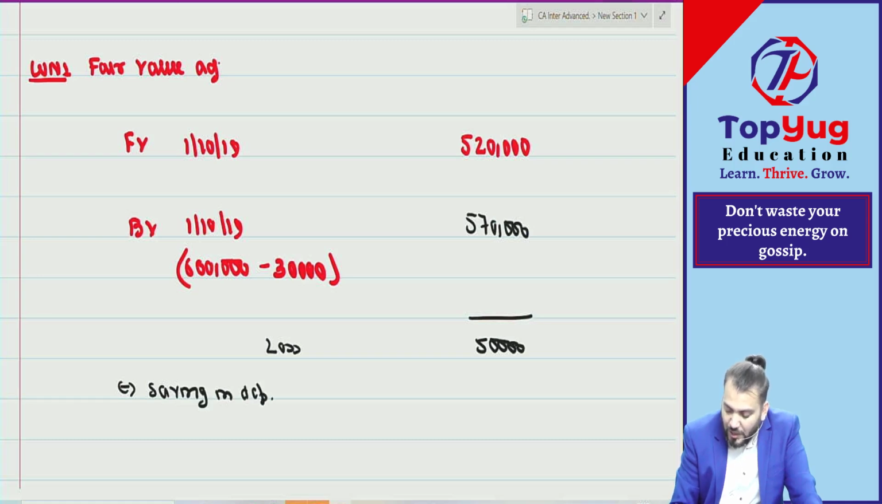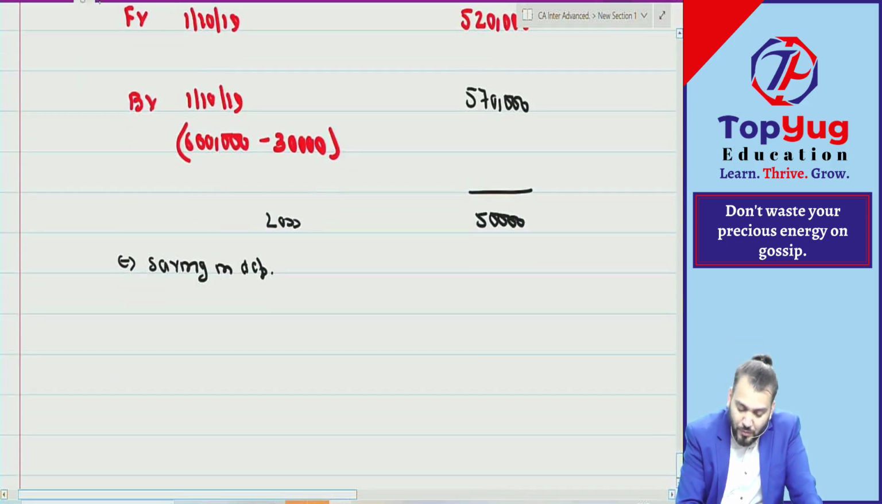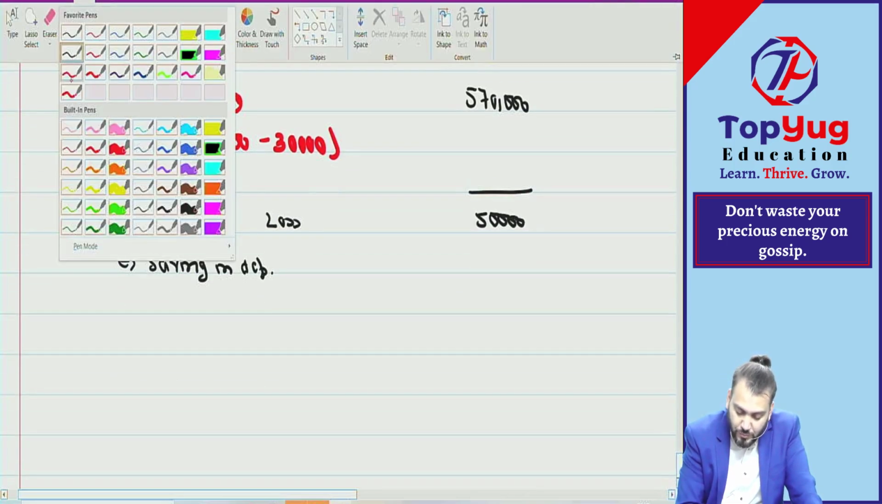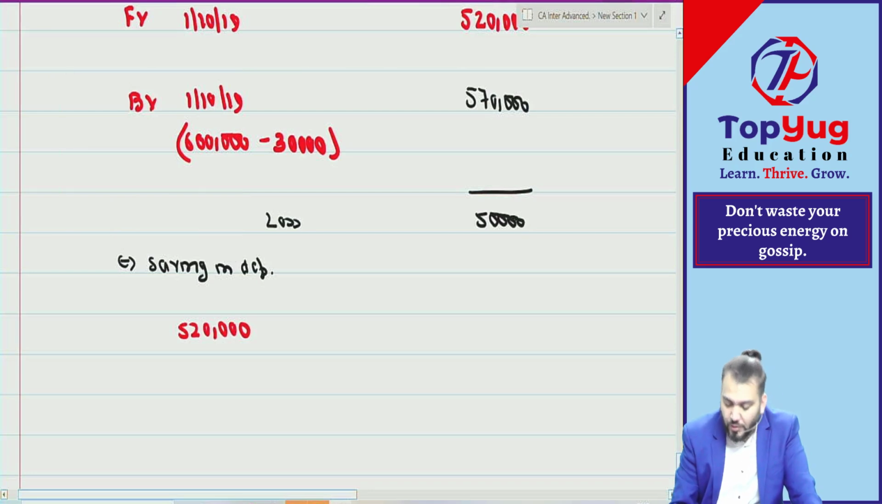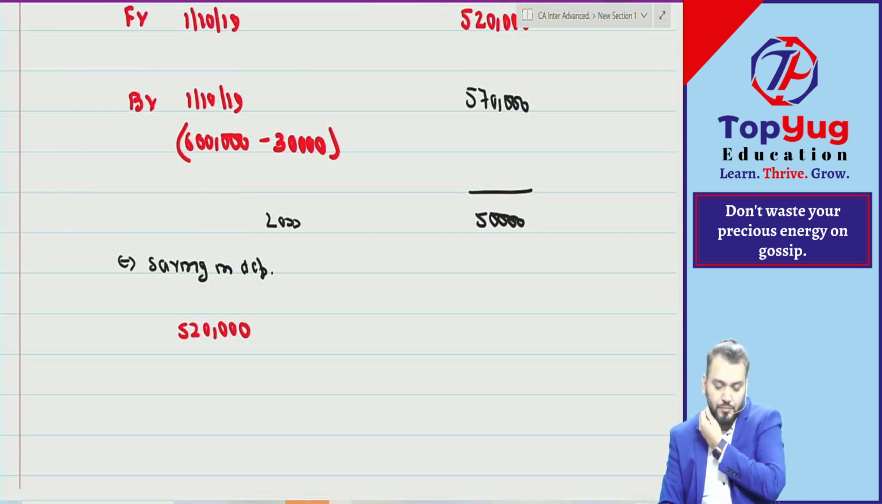But the SLM, RBM? What is the fair value? Fair value is 5 lakh 20,000. Understood. And what is the book value?